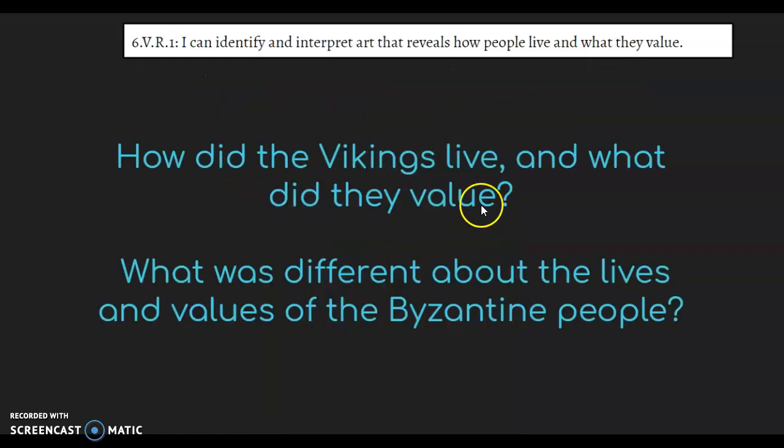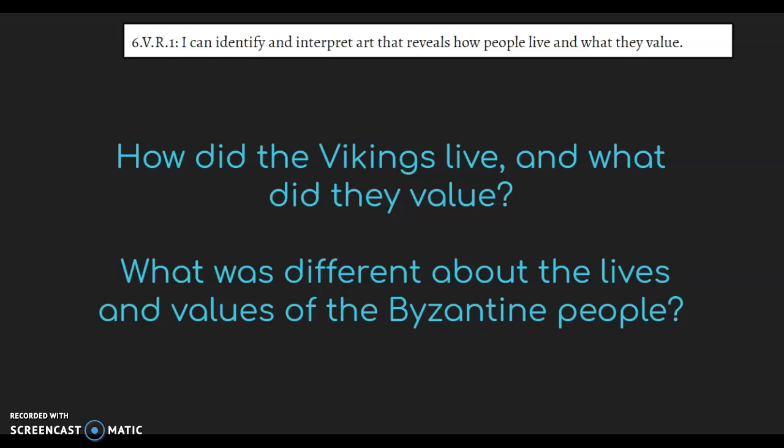And so, what I want you to think about is what about their art reflects their values and how they live. How do the facts that the Vikings traveled so often change the materials that they used and the type of art that they made? Whereas the Byzantine people stayed in place for hundreds of years, they didn't move from their empire. They looked at their churches.